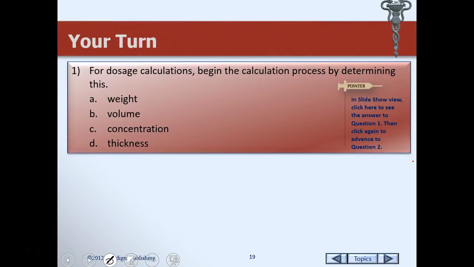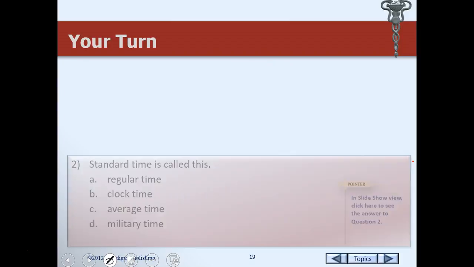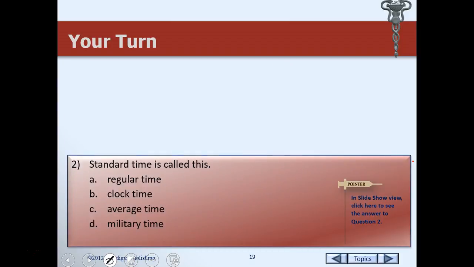All right. For dosage calculations, begin the calculation process by determining what? We're going to need the concentration of the drug that we're beginning with, or the dosage strength. All right. Standard time is called what? That would be clock time. So if you look at the clock, and right now it is 8:47 a.m., that would be standard time or clock time.